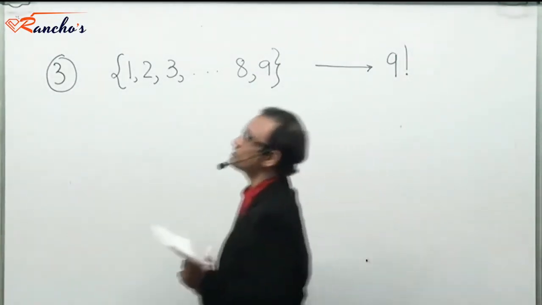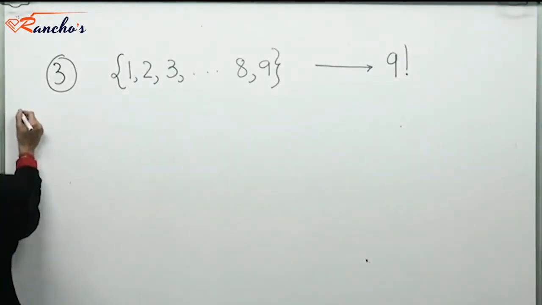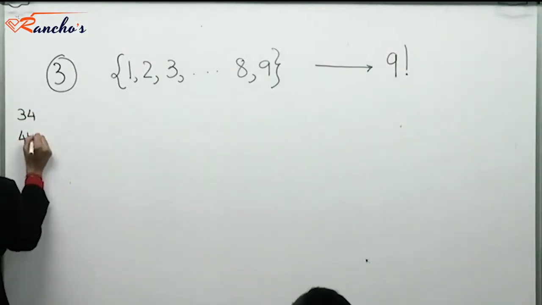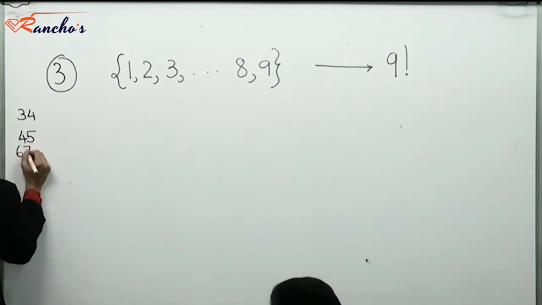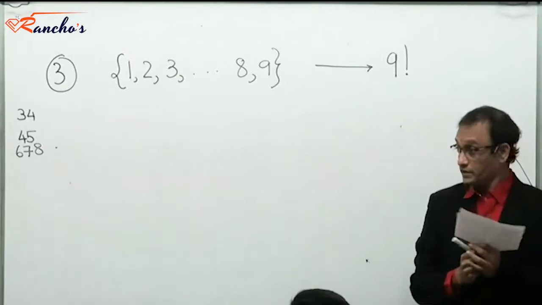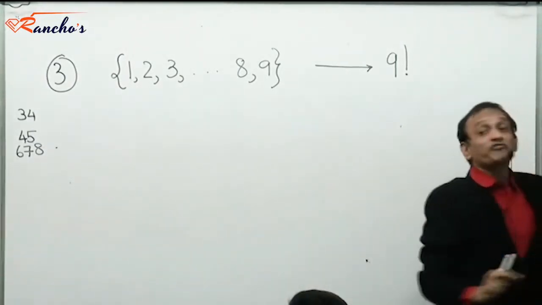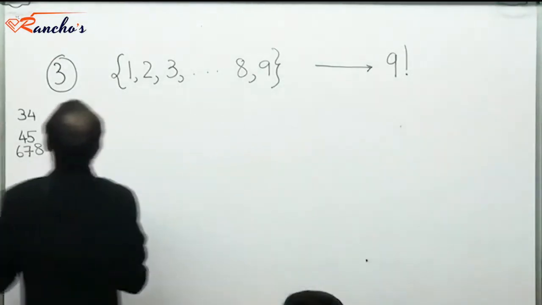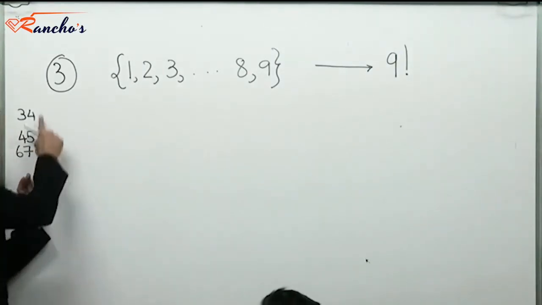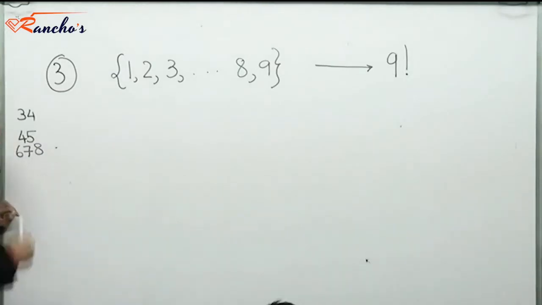But what I don't want is 3, 4 to come in as a block in that permutation. I don't want 4, 5 to come. I don't want 6, 7, 8 to come in these 9 factorial permutations. So what I do is, I find those cases in which at least one of them comes. Then from 9 factorial, I remove those cases in which at least one of them appears as a block. Then I get the required count.